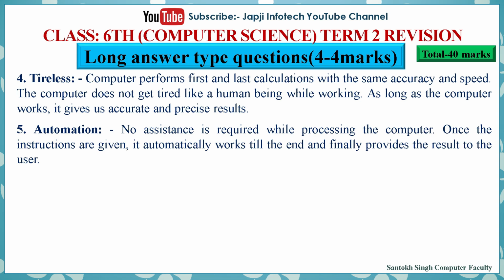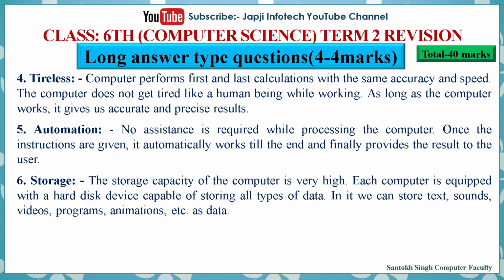Fifth one is automation. No assistant is required while processing the computer. Once the instructions are given, it automatically works till the end and finally provides the result to the user. Sixth one is storage. The storage capacity of the computer is very high. Each computer is equipped with a hard disk device capable of storing all type of data. In it, we can store text, sound, videos, program, animation, etc. as data.